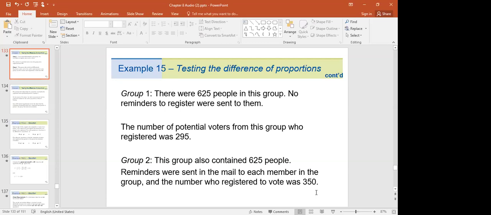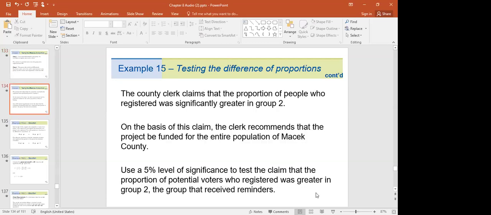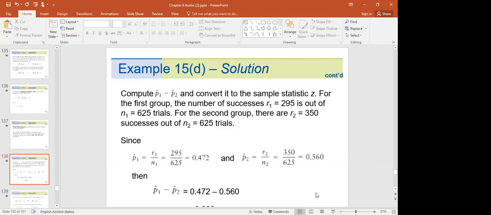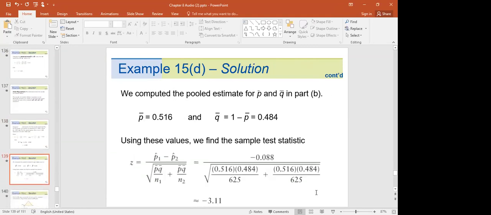Let me know when you are done. All set. Okay. So what is the test value? The z-value, oh sorry, negative 3.11. Negative 3.11. That's the test value.